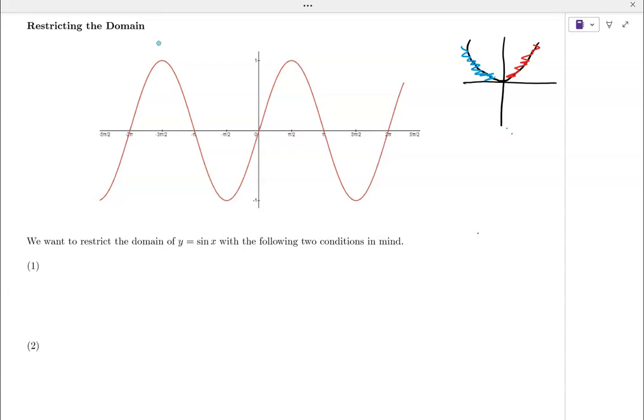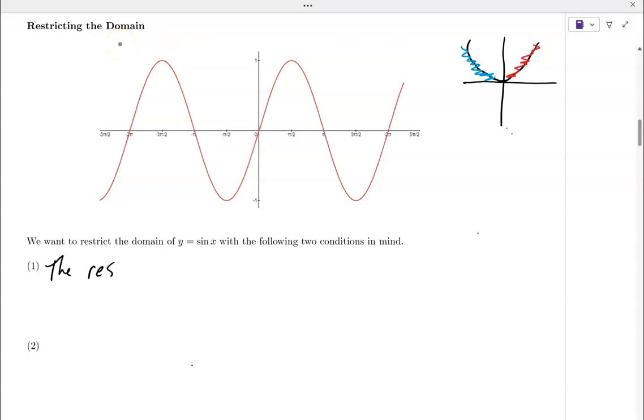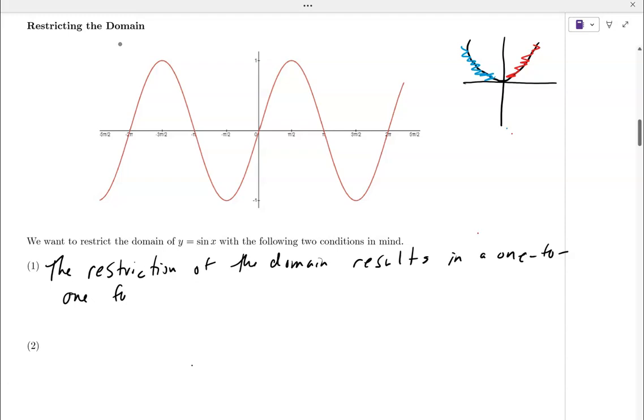that's what we mean by restricting the domain for the squaring function. Okay. Looking at the sine function, the squaring function only had two choices. Looking at the sine function, I've got a ton of choices, right? But I want to keep two things in mind. The first thing is I want the restriction to be one-to-one. So the restriction of the domain results in a one-to-one graph, a one-to-one function, I should say.